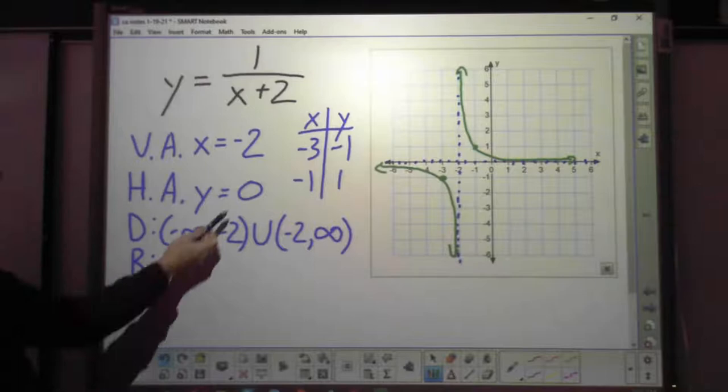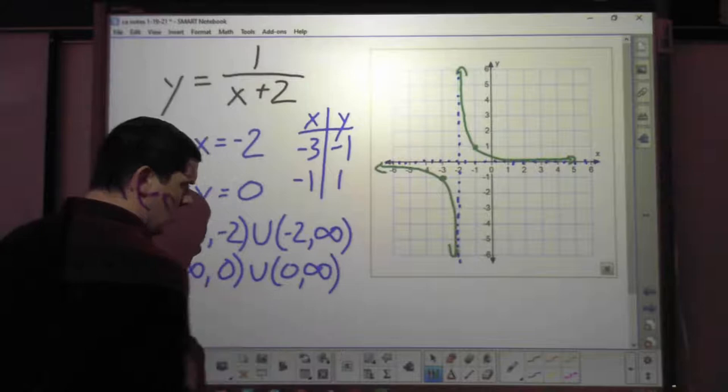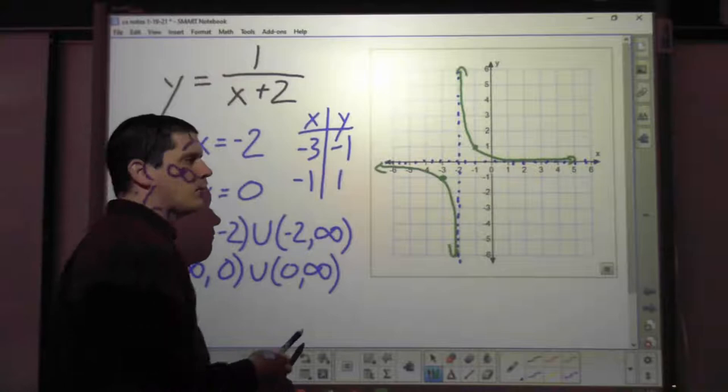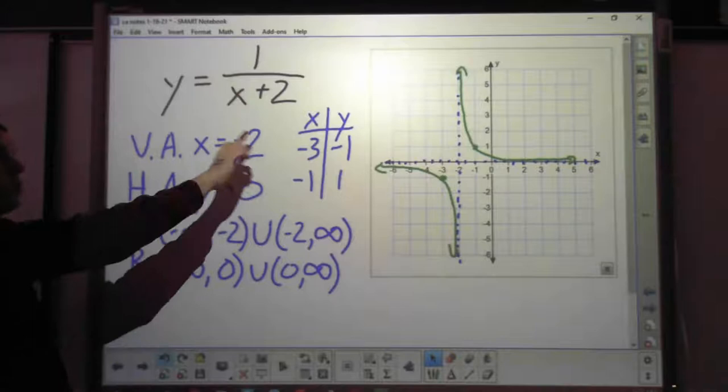And then for my range, again, I see, hey, y equals 0. That's the y value I can't be. So -∞ to 0 union 0 to infinity. Things to bear in mind: we can see that same information looking at the graph, we can already see the numbers looking at this right here.